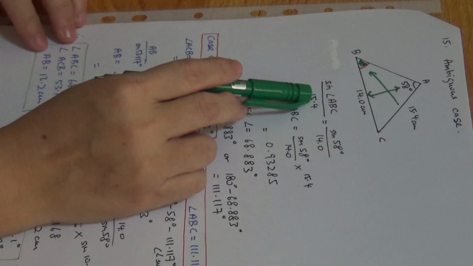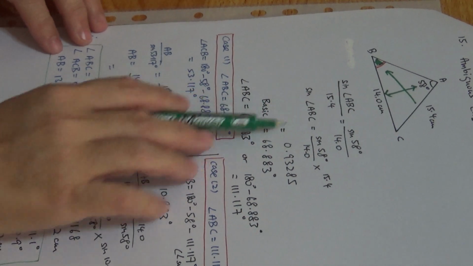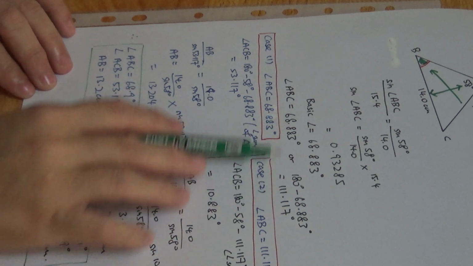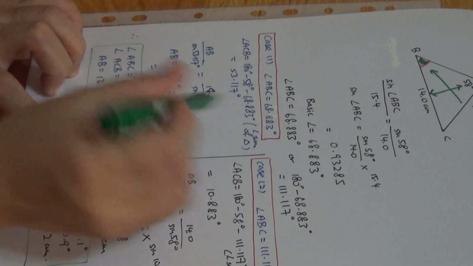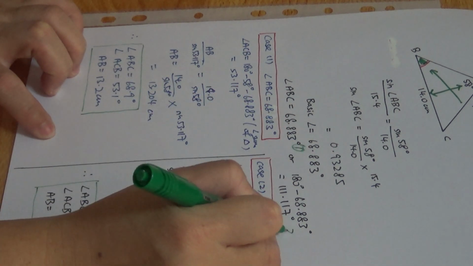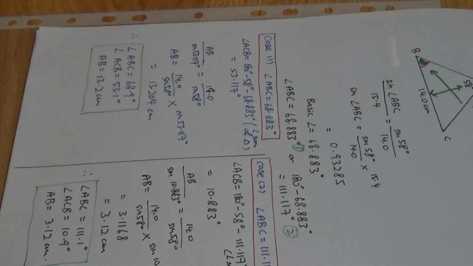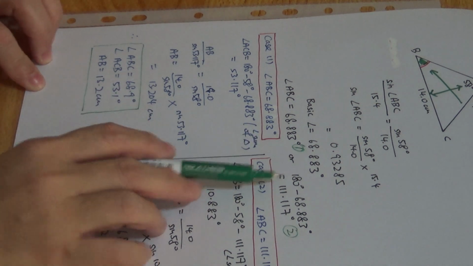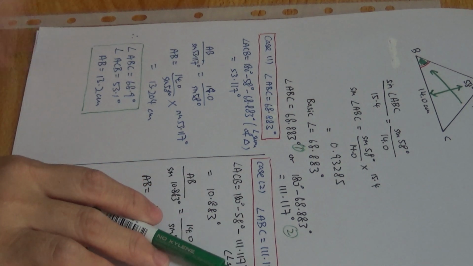So first I apply sine rule. I'll get sine angle ABC as this, basic angle as this. I will have two solutions. This will be my case number 1. This will be my case number 2. Case 1 is when angle ABC is 68.883. Case 2 is when angle ABC is 111.117 degrees.